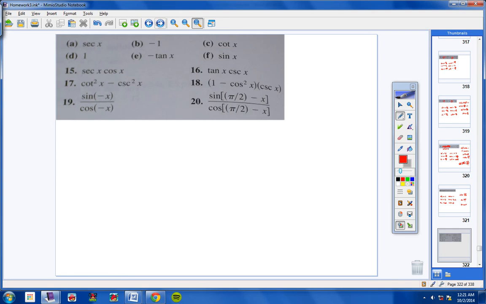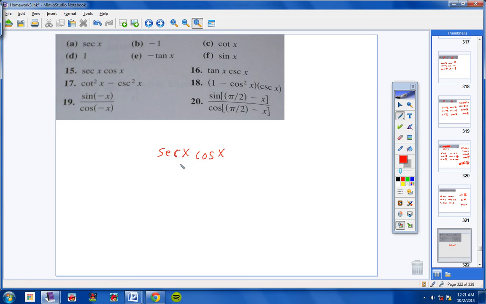All right, numbers. Let me turn to my book here to the directions. Numbers 15 through 20. We're doing the odds. We're going to try to match them up with something up here. So here we go. Let's take number 15 here, which is secant x cosine x.